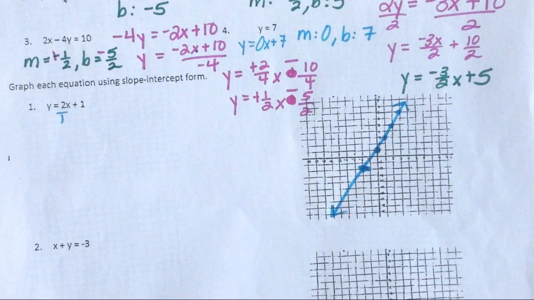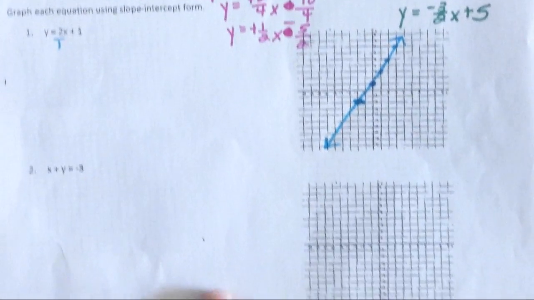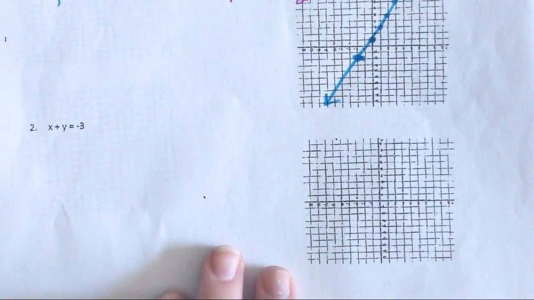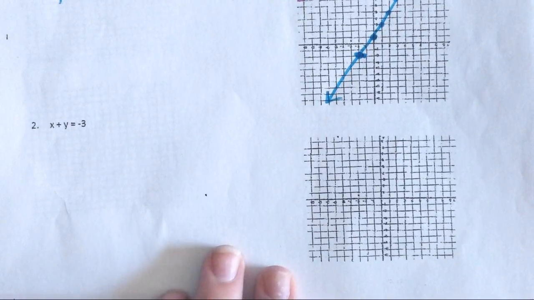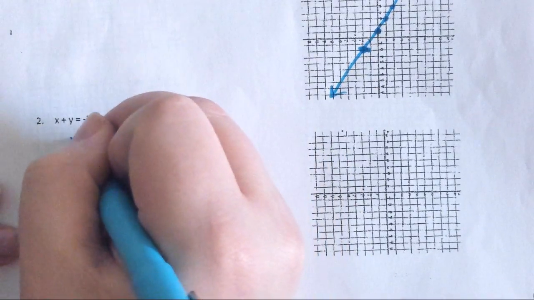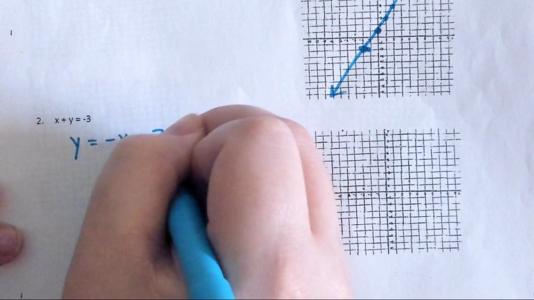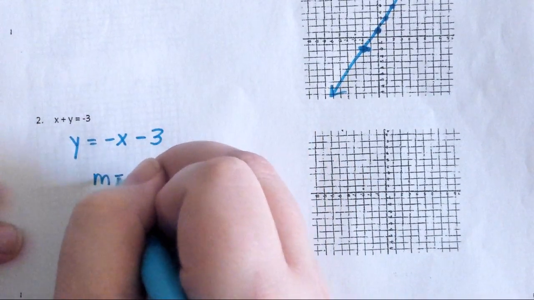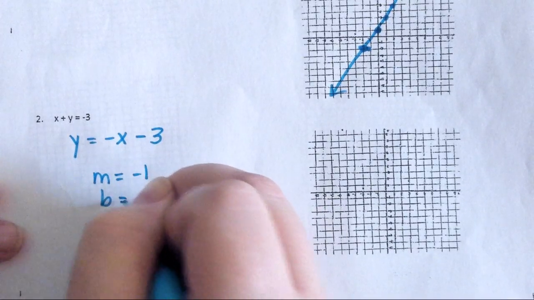Why is number 2 frustrating? It's not in slope-intercept form. It is in standard form. So it's not in slope-intercept form. So you need to rearrange it and graph it. So you, for real this time, rearrange it. Tell me your slope and your intercept. You got -1 for your M, and what was your B?